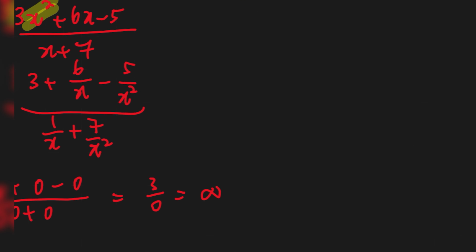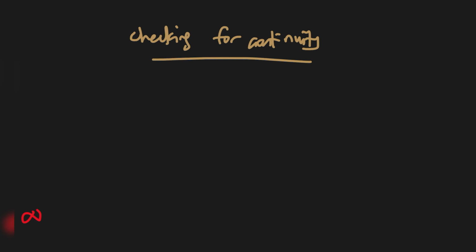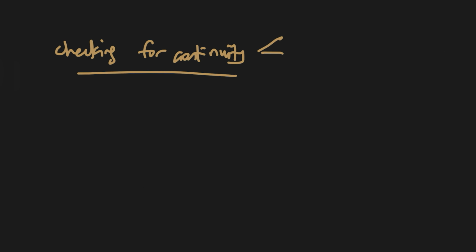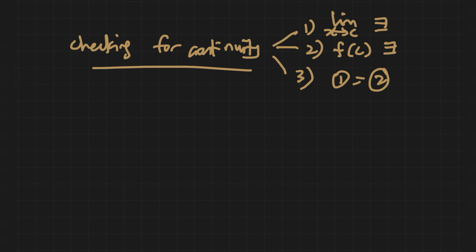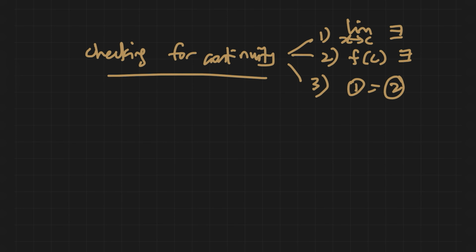Alright. Now we'll move on to another section of limits, that is checking for continuity. So in order to check for continuity, you need to look at 3 things. Okay, very simple. First of all, the limit must exist, I would say when x approaches c. Second, the function at point c must exist. Last but not least, number 1 must be equal to number 2. Then the function is continuous at x equals c.